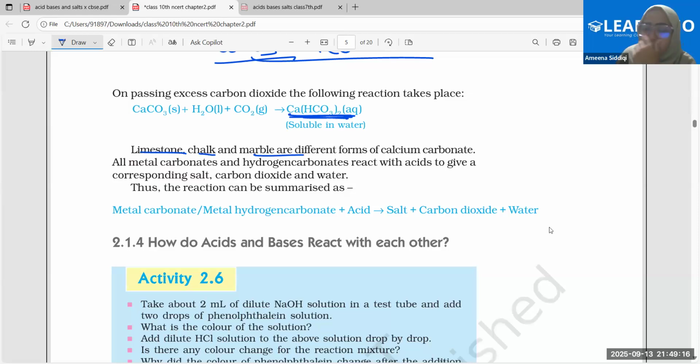Limestone, chalk, and marble are different forms of calcium carbonate, already discussed. All metal carbonates and hydrogen carbonates react with acids to give the corresponding salt. Corresponding salt simply means the negative ion of the carbonates and the metal hydrogen carbonates, and the positive ion of the metals. So carbon dioxide and water.